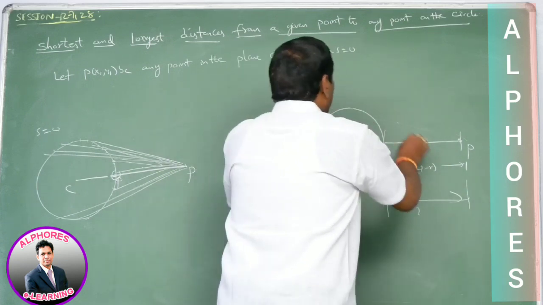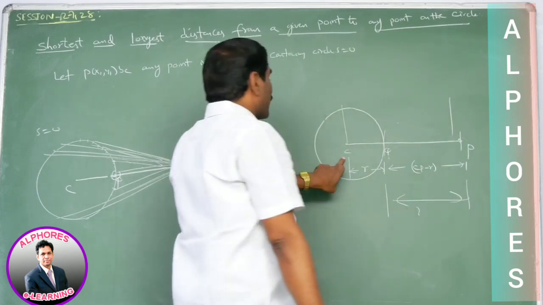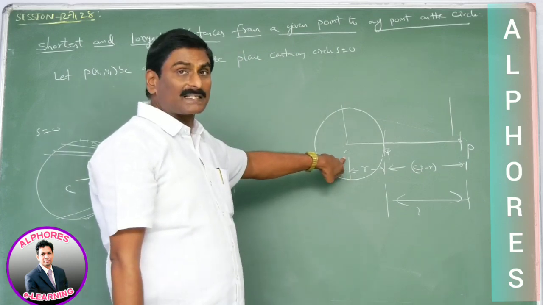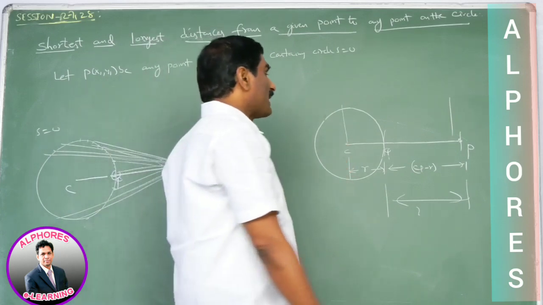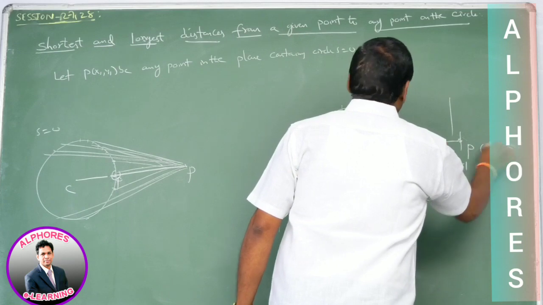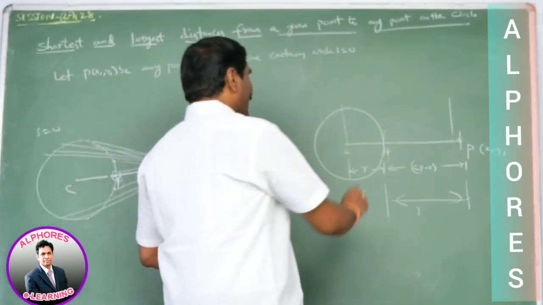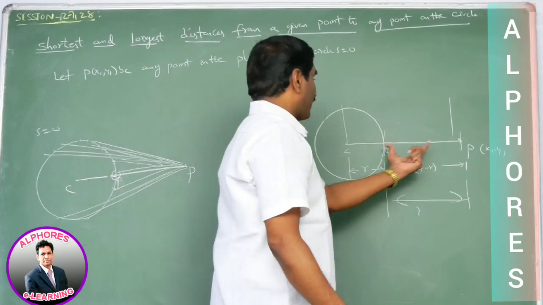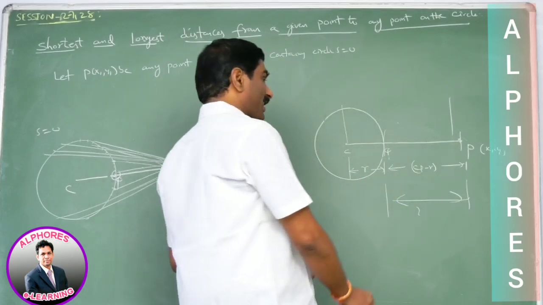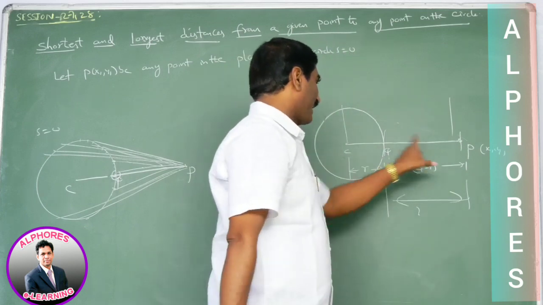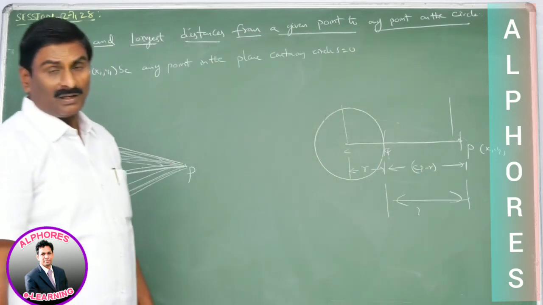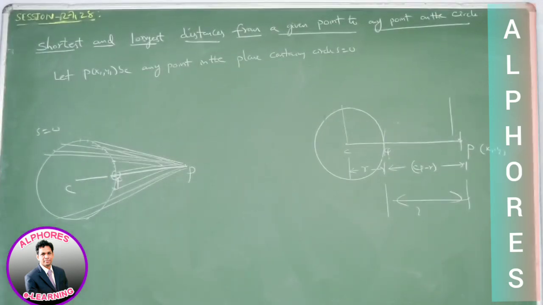This is the total distance CP. Already we know the center of the circle: C is (-g, -f), and P is (x1, y1). We know the distance between these two points, so CP is already known. Next, this is the radius of the circle. The required value is PQ. Therefore, the shortest distance between P and Q is CP minus R. The shortest distance from P to any point on the circle is CP minus R.